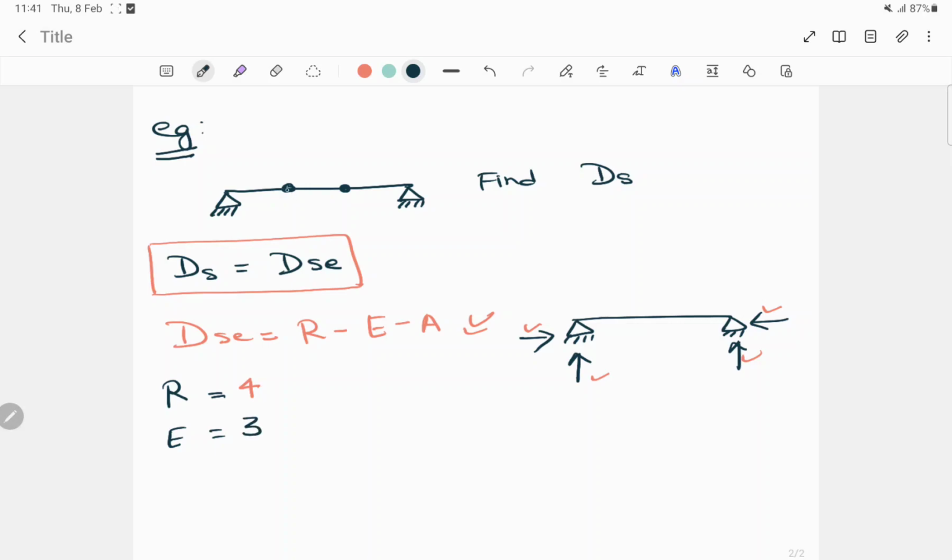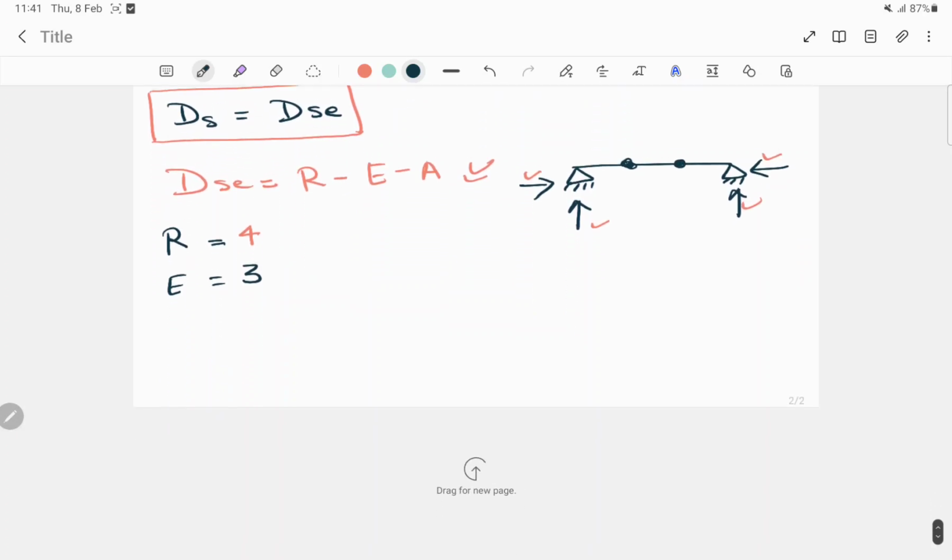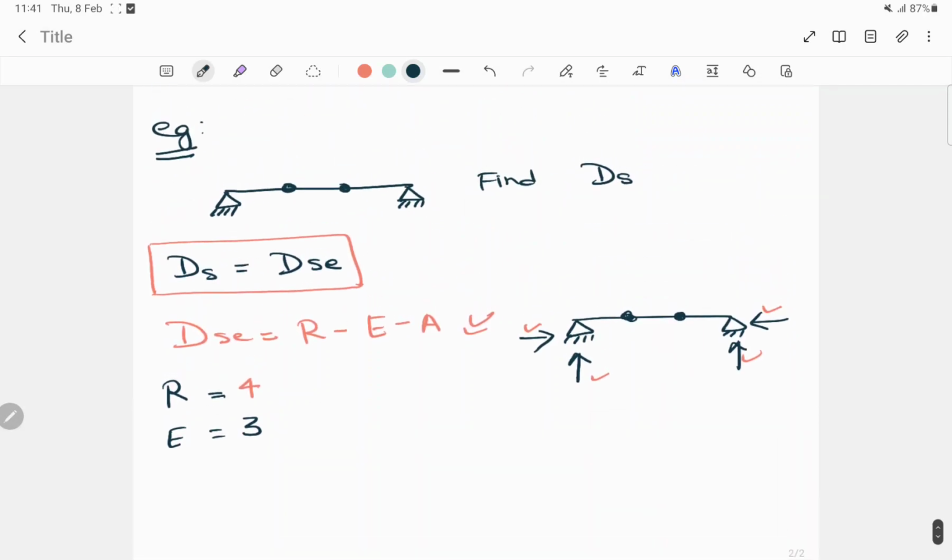And in this case we have 2 internal hinges. As I already told you how to find the A value, we'll consider this as A1 and this as A2. So here A1 is equal to m dash minus 1. Here the number of members connected with this hinge is 1 and 2, so it will be 2 minus 1 is equal to 1.